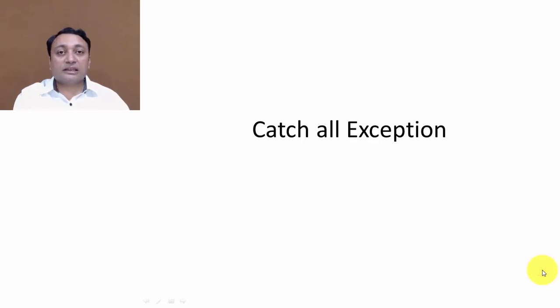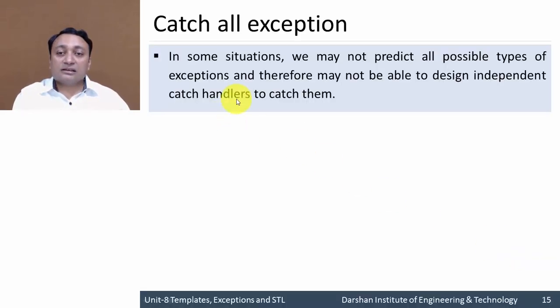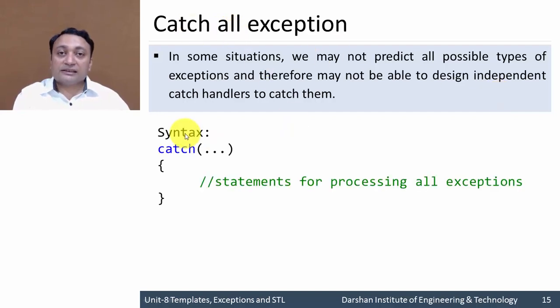Next, let us discuss catch all exception. There are some situations in which we cannot predict which type of exception will be thrown, so there will be confusion in designing the catch statement, that is, which type of argument we should pass. The solution for that is catch all exception. Here is the syntax for that.